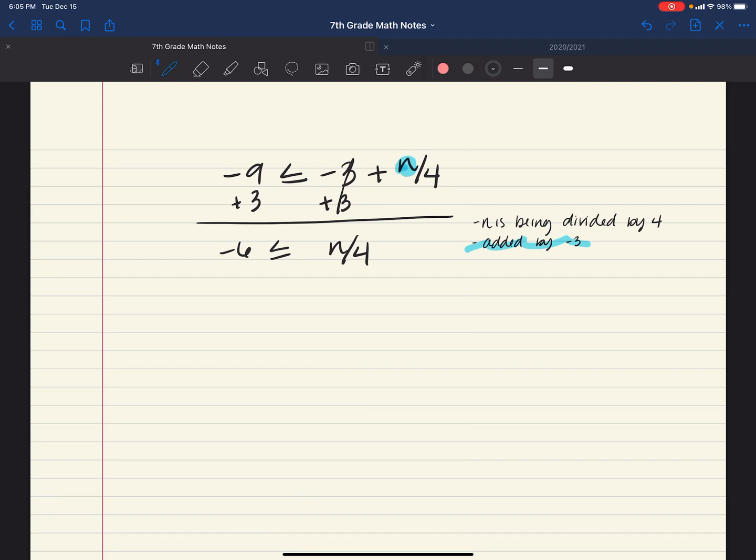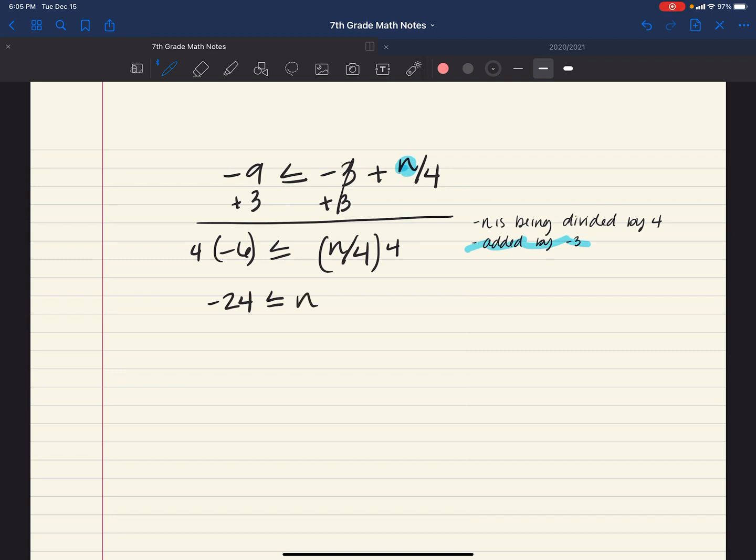Now I am undoing that dividing by 4. And how do we undo division? We use multiplication. So instead of dividing by 4, I'm going to multiply by 4. So I have 4 times -6 is -24 is less than or equal to n.